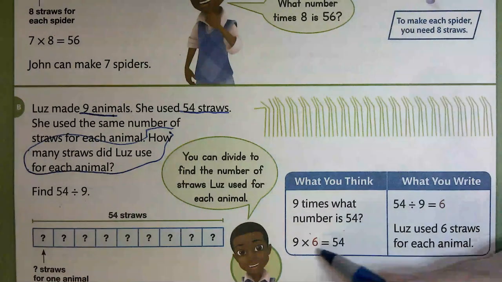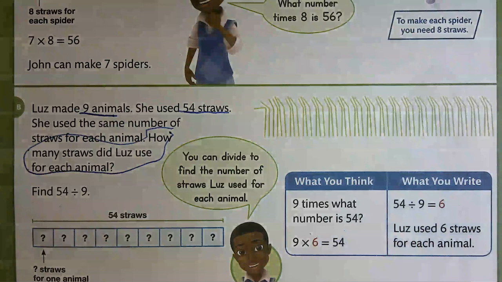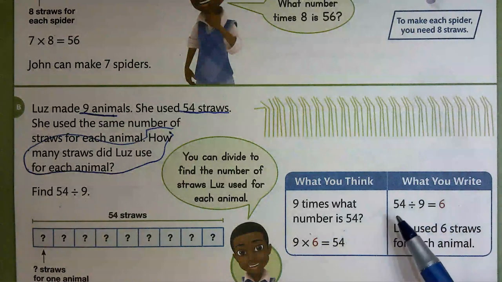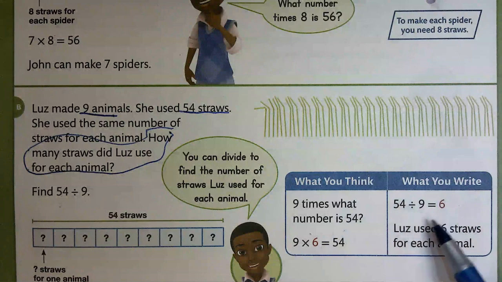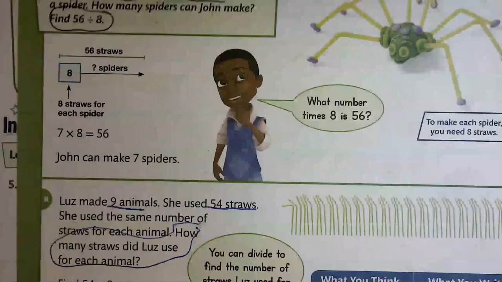And they've already written it in here for us. 9 times 6 is 54. So you can see here, 54 divided by 9 equals 6. Luz used 6 straws for each animal. All right. This is the skill we're working on, is can we use multiplication to solve these division problems? Because they are all connected and all work together. So let's go ahead and go to the next page.